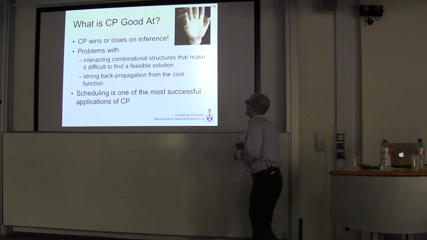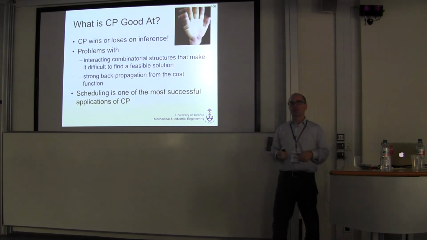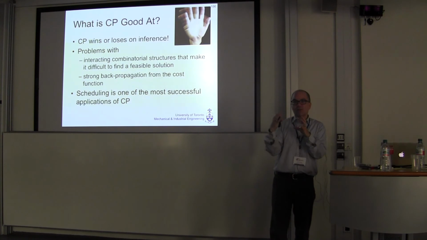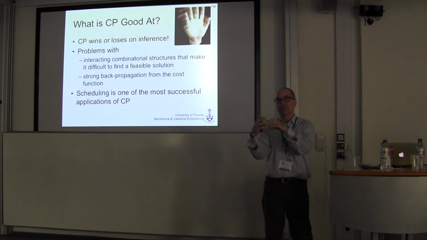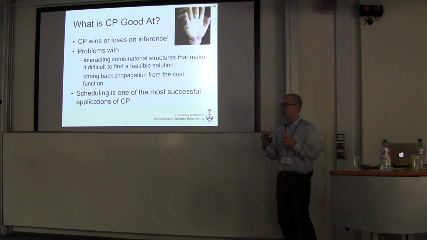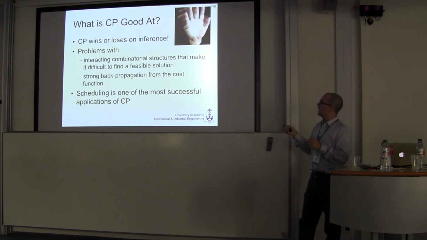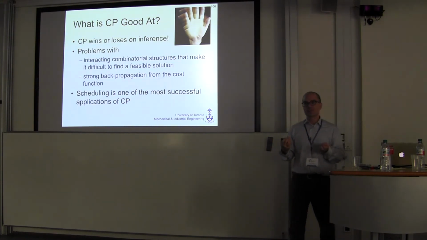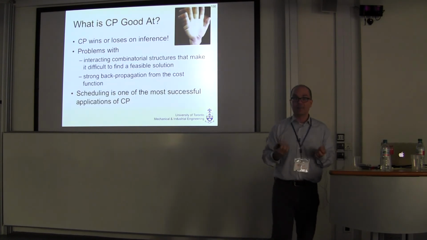So, if we have some problems with interacting combinatorial structure, which is what global constraints represent, we can focus on them to do this local consistency reasoning. And in many of these problems, it might be difficult to find a feasible solution. So CP is not good at optimization.